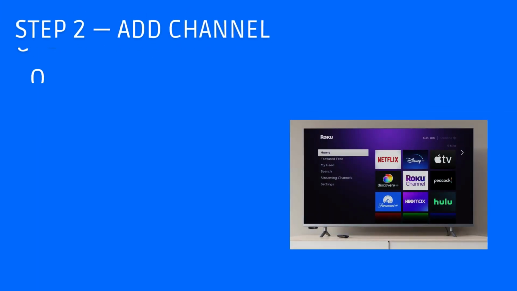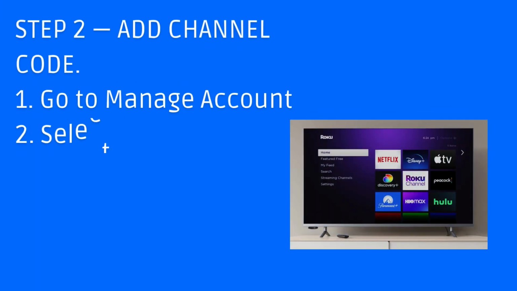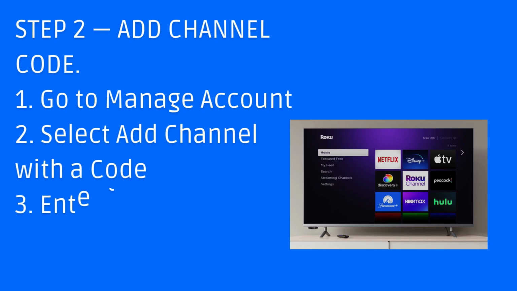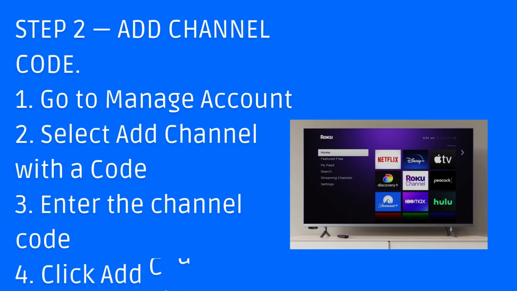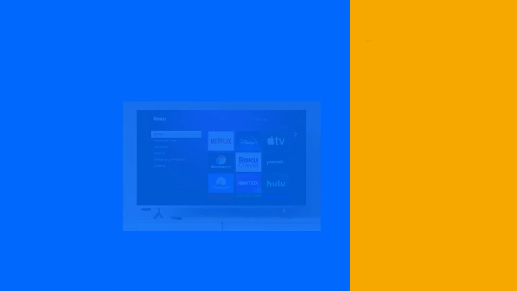Step 2. Add channel code. 1. Go to Manage Account. 2. Select Add Channel with a code. 3. Enter the channel code. 4. Click Add Channel.